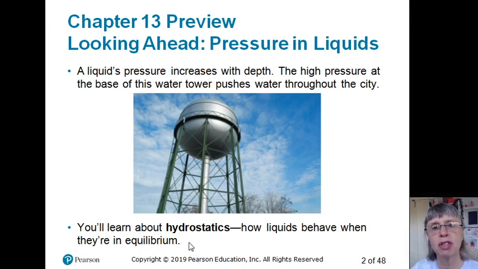This is a form of hydrostatics. Hydro meaning water, static meaning motionless. All of the calculations we're doing in this chapter are going to be hydrostatics, where the water itself is motionless.